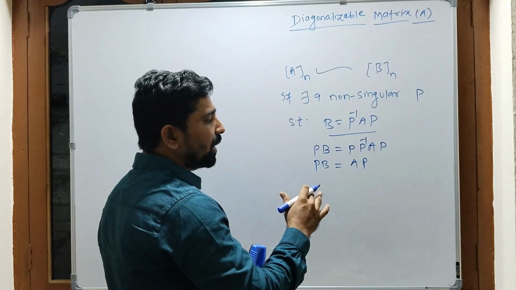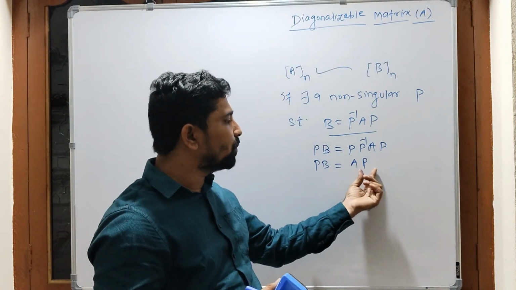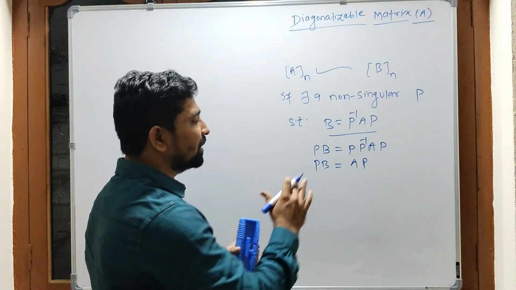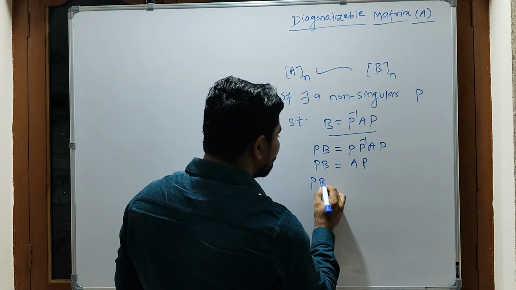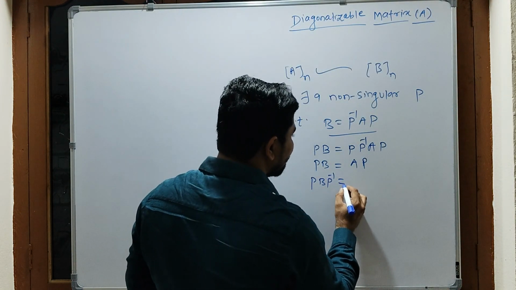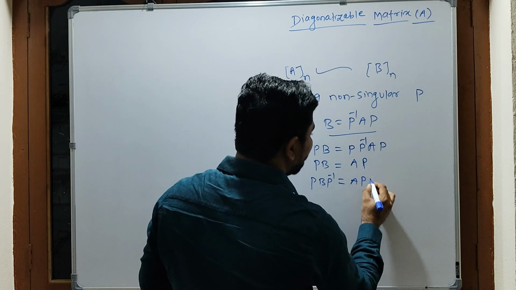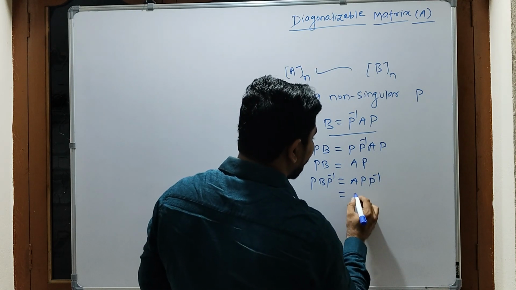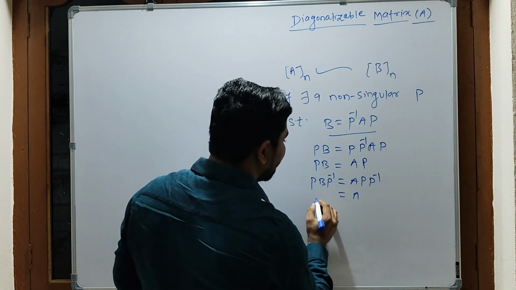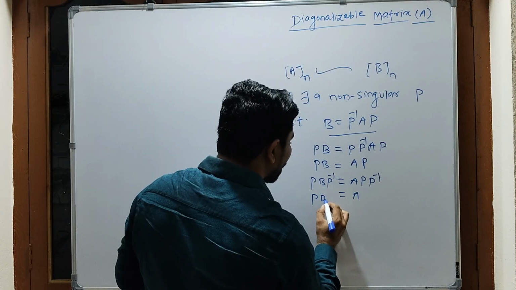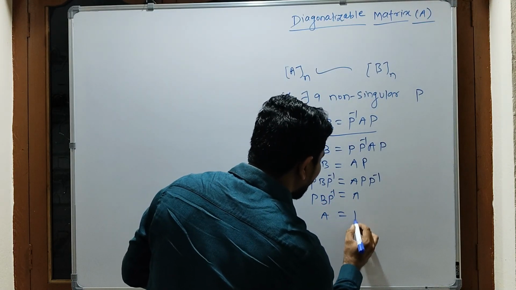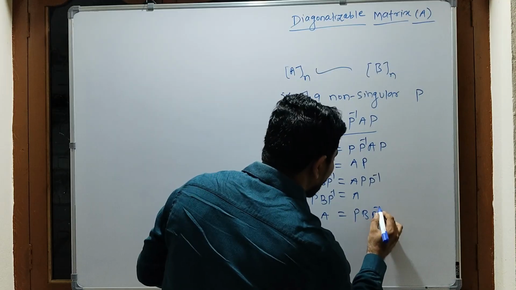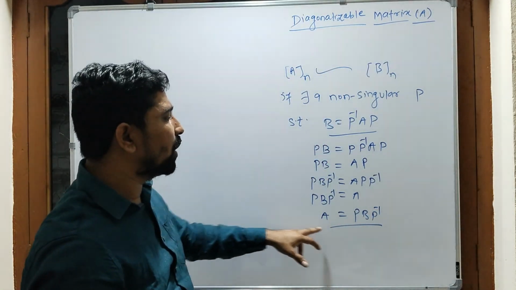Now I multiply P inverse on the right-hand side, that is, post-multiplication. So P B P inverse equals A P P inverse, and P P inverse is I, so this is the same as A. So here I am writing A equal to P B P inverse. So A is similar to B.